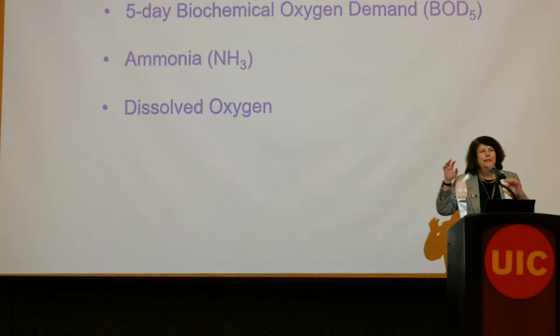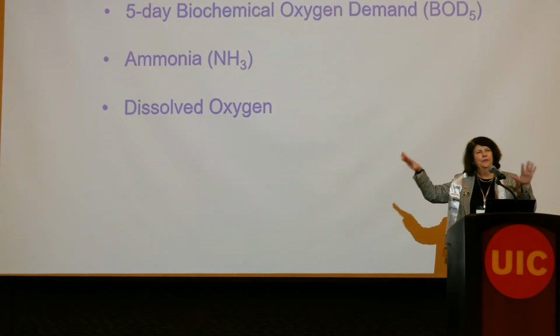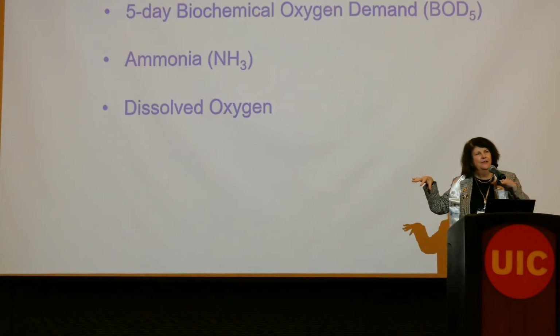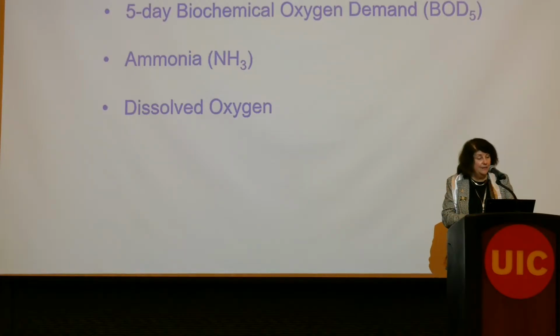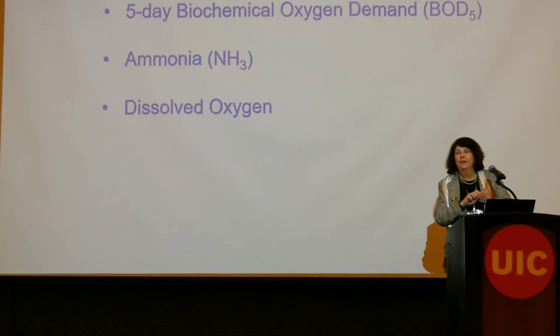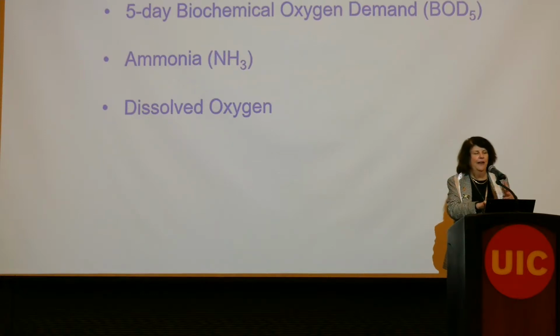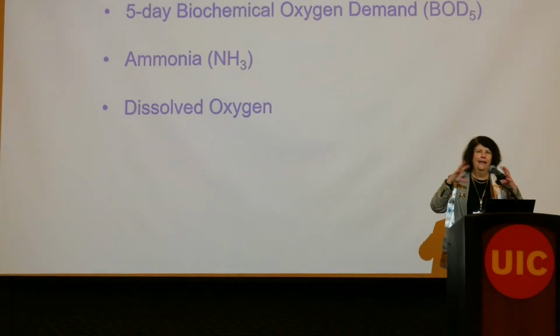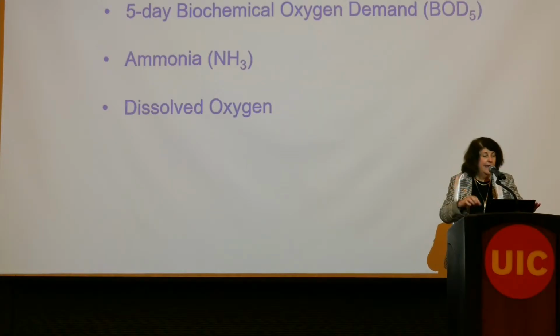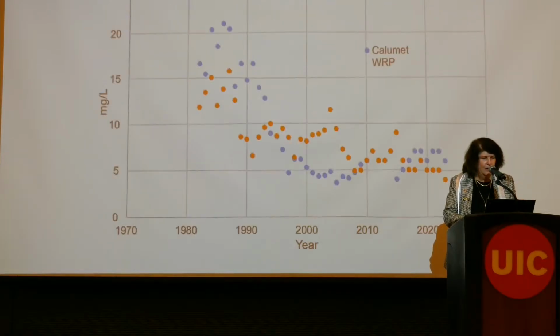So now I'm going to jump in. The plants have been built, the river's been reversed. Let's take a brief look at how these plants have performed historically. The three key parameters that I'd like to talk about before I bring up phosphorus are the five-day biochemical oxygen demand, a catch-all parameter that suggests how much organic matter is present, ammonia, and we measure dissolved oxygen in the waterways.